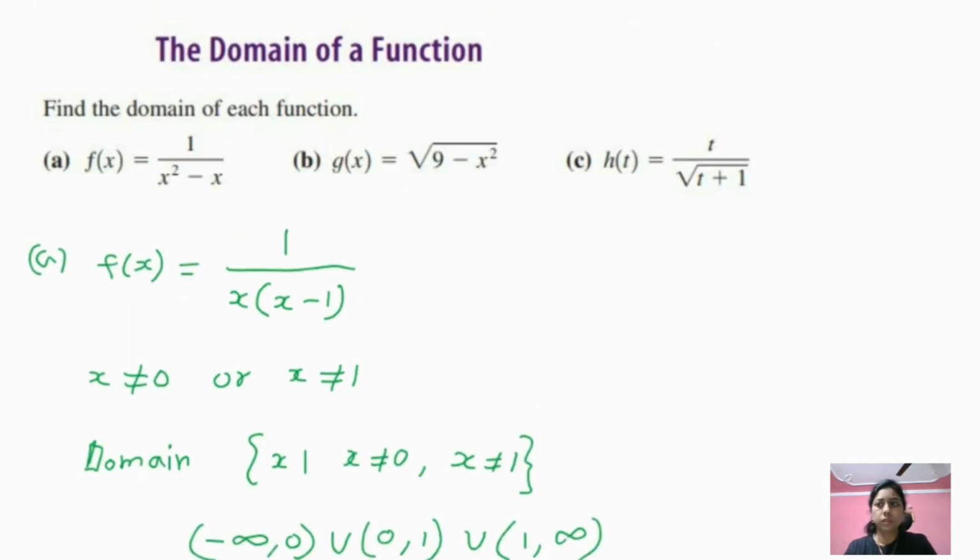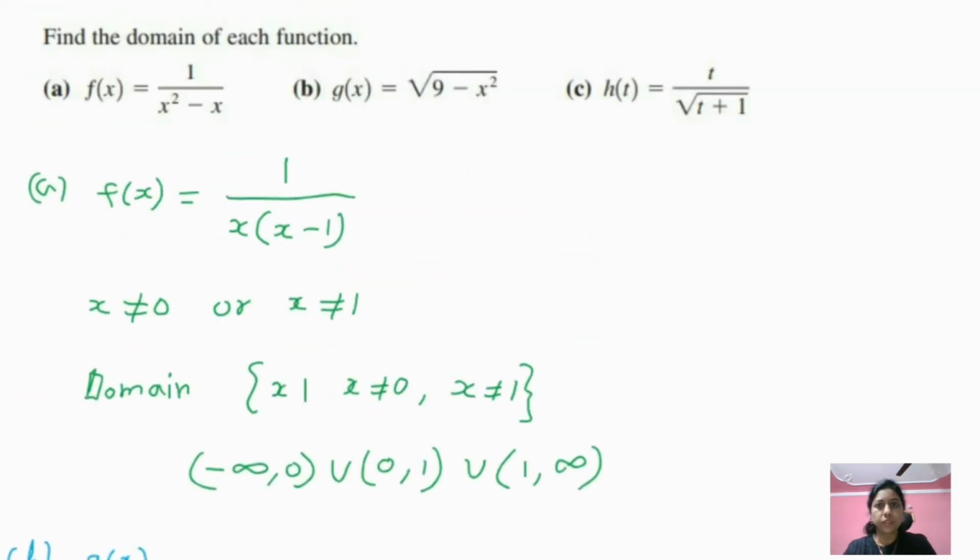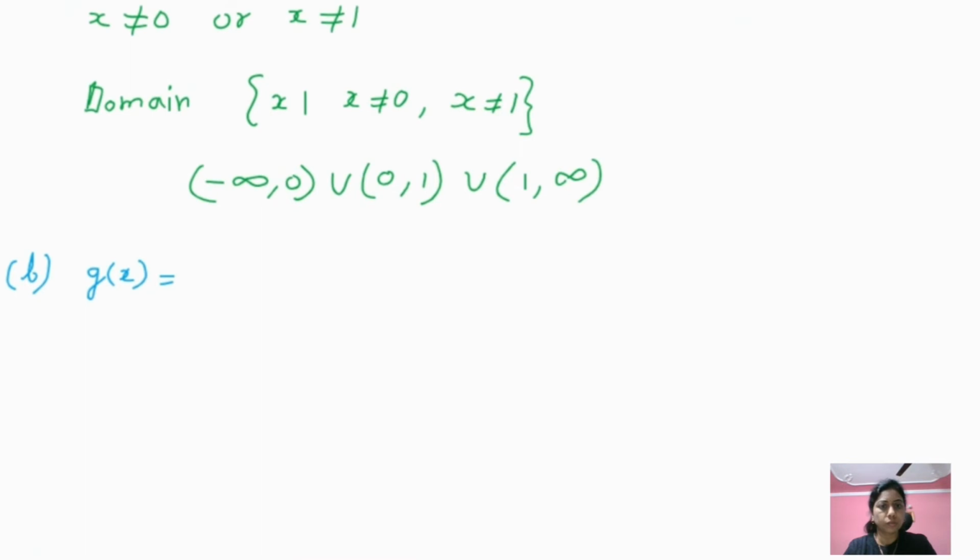Now the b question: g(x) equals square root of 9 minus x square. We can't take the square root of a negative number, right? So we must have 9 minus x square greater than or equal to 0, correct?